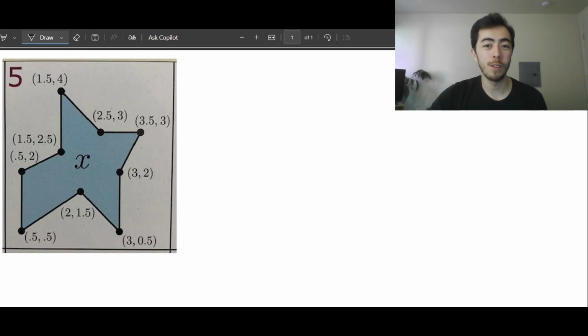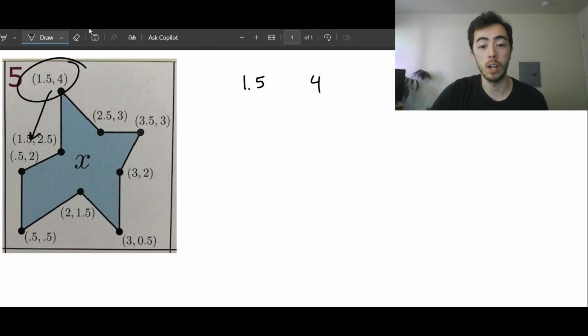And so I'll do that first step where I'm just going to pick this as my starting point. You could really start anywhere you want. And then I want to take some time to list out all the points traveling in a counterclockwise fashion.